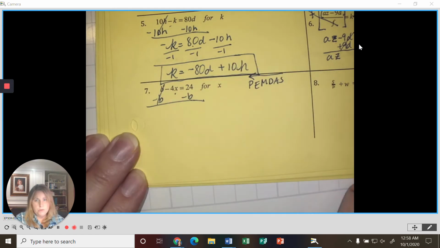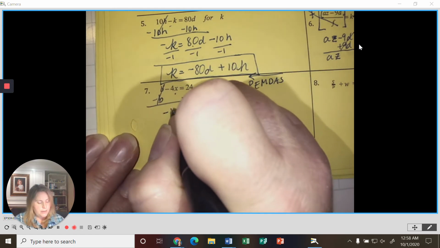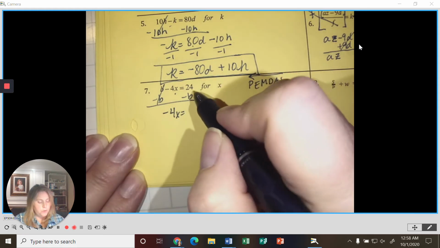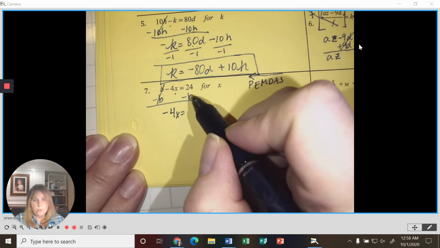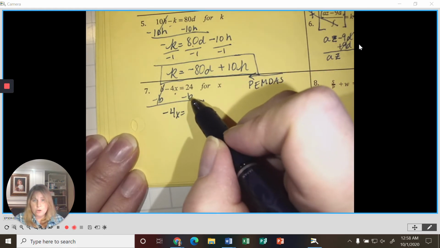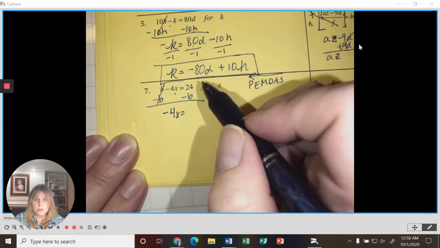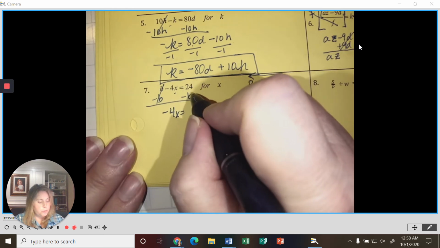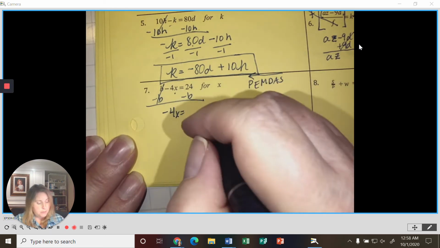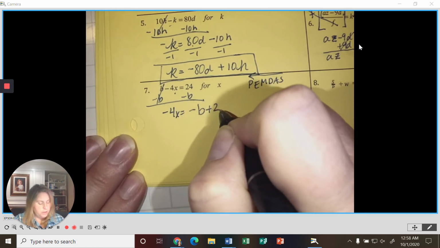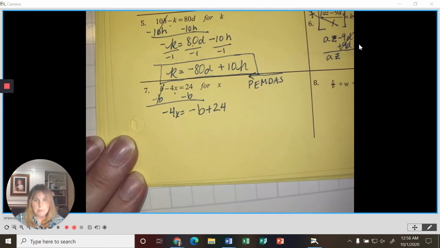b minus b is 0, leaving us with negative 4x equals, instead of writing 24 minus b, remember we want to write the variable term first and then the constant last. That's just a good habit to start right from the beginning. So instead we will write negative b because it's minus b plus 24. So we'll just start getting into that habit now.